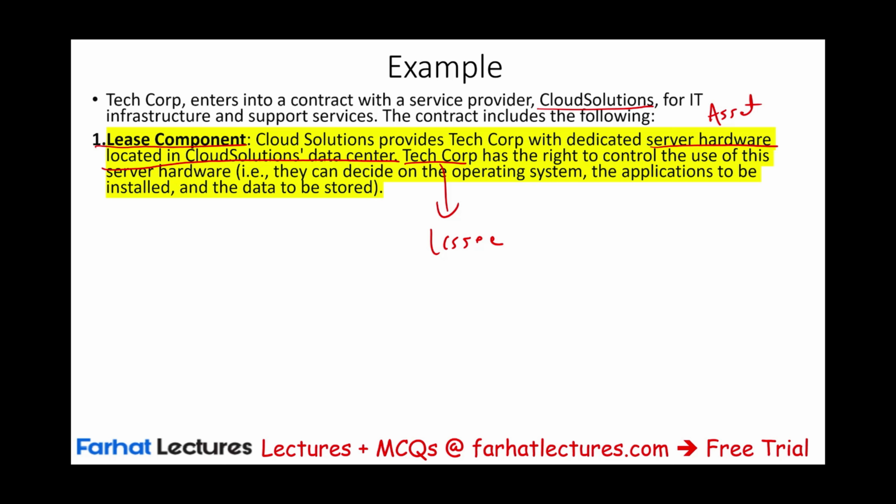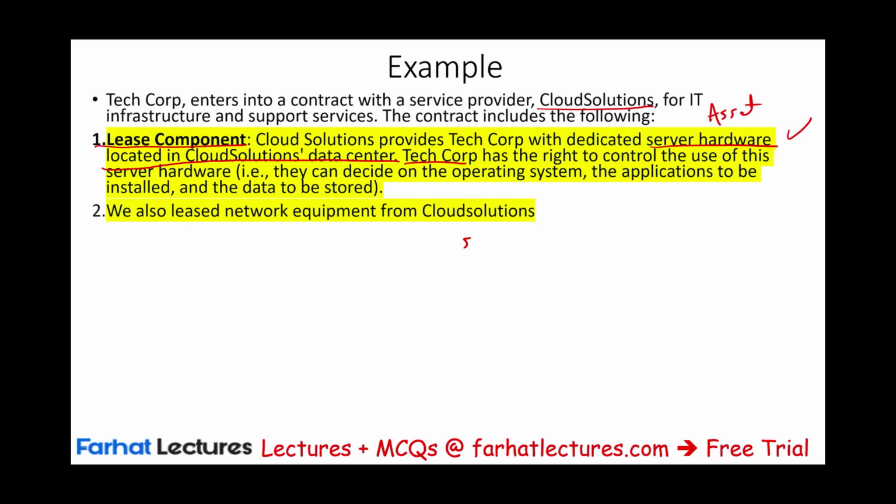So what do we have here? We have a leased asset that gives TechCorp what? The benefit, the right to use it. Therefore, we have a leased asset. In addition to that, TechCorp also leased network equipment from Cloud Solution. So now we have another asset. We have two assets here.